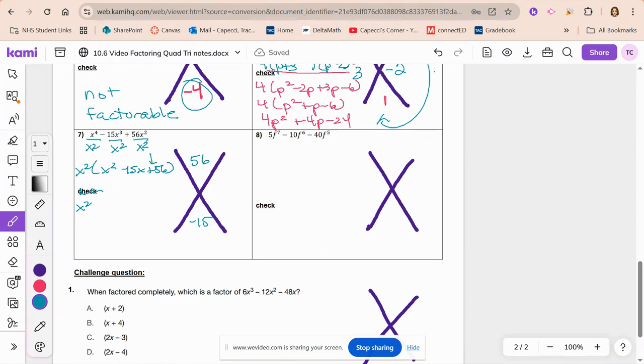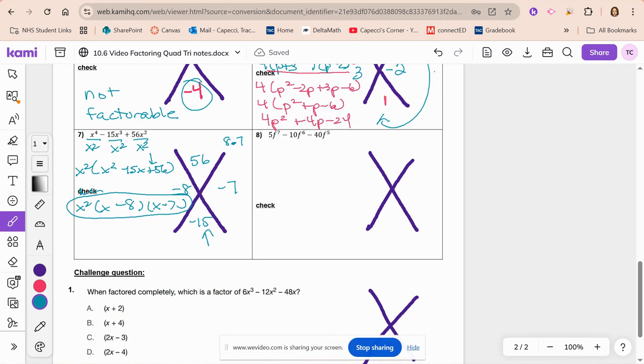Now my last sign is a plus, so I know the signs are the same, and they're both going to be minus. So factors of 56, 8 and 7 are going to work because 8 times 7 gives me 56, and when I add them, I get 15. The only thing is I have to make them negative, right? Negative 8 times negative 7 gives me 56, but when I add them, I get negative 15. So I have negative 8 and negative 7, and that x squared is part of my factored answer.